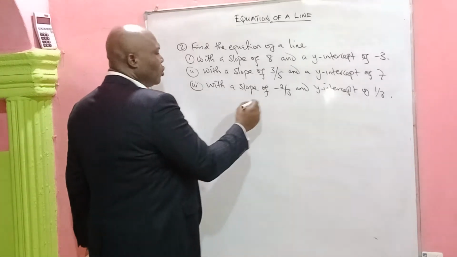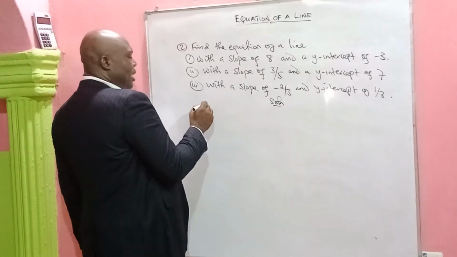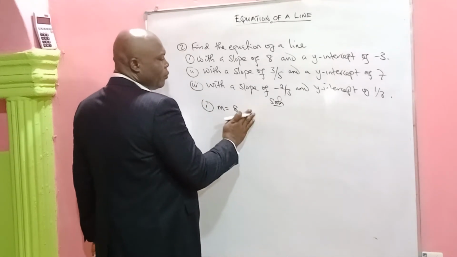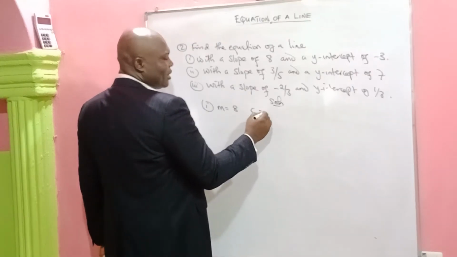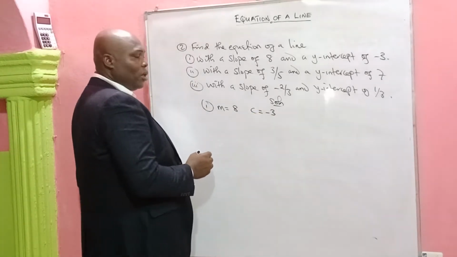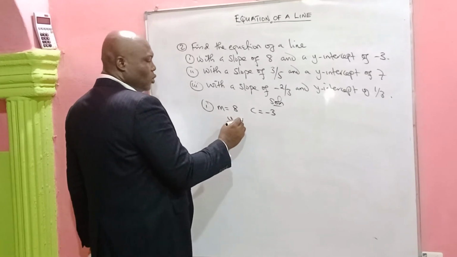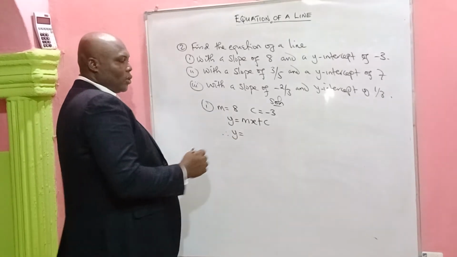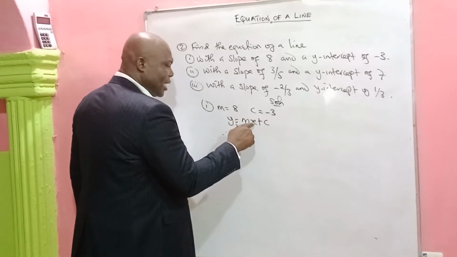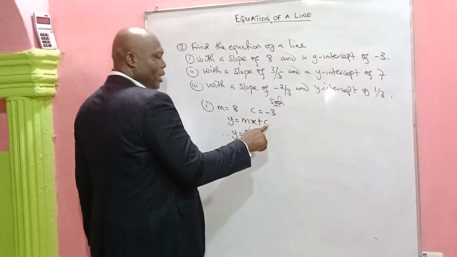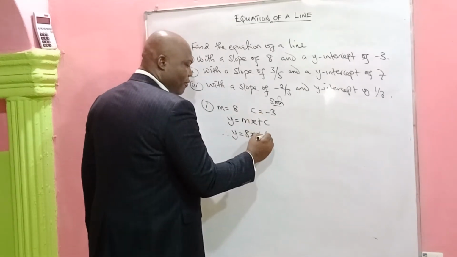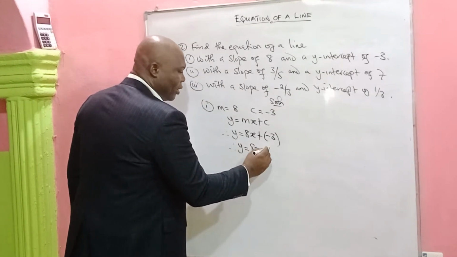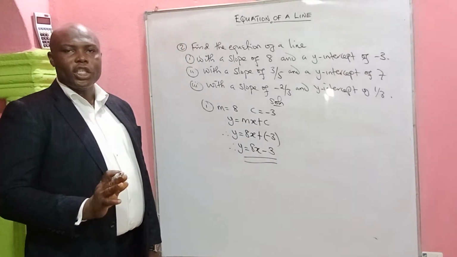Okay, so here we want to find the equation of a line with this. So the first thing we have to do, solution, is to bring out in the first part, we have our slope, which is m, and it is 8, and we have the y-intercept, which is c, and the y-intercept is minus 3. And of course, we know that the equation of a line is given by the formula y is equal to mx plus c. Therefore, the equation of that line will be y is equal to, m is 8, so that will be 8x plus, what is the c? The c is minus 3. So you have a minus 3, which means that the equation of that line will be y equals 8x minus 3. And that's all. That's the equation of the line.